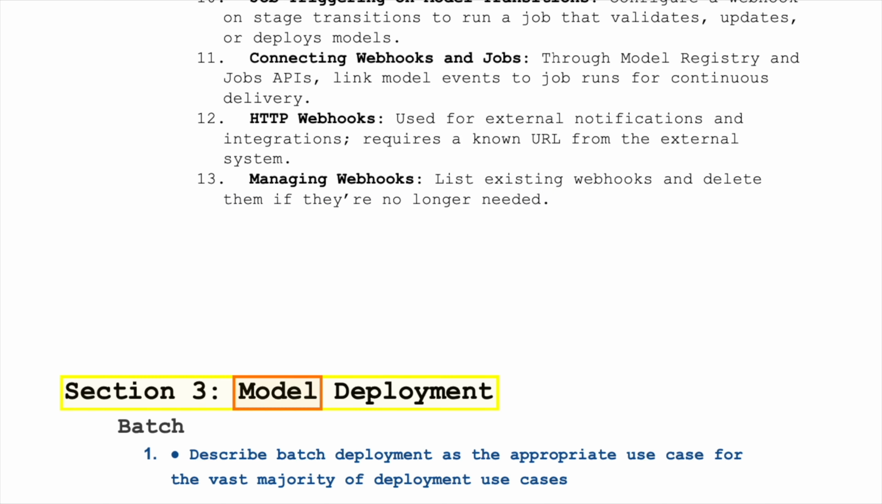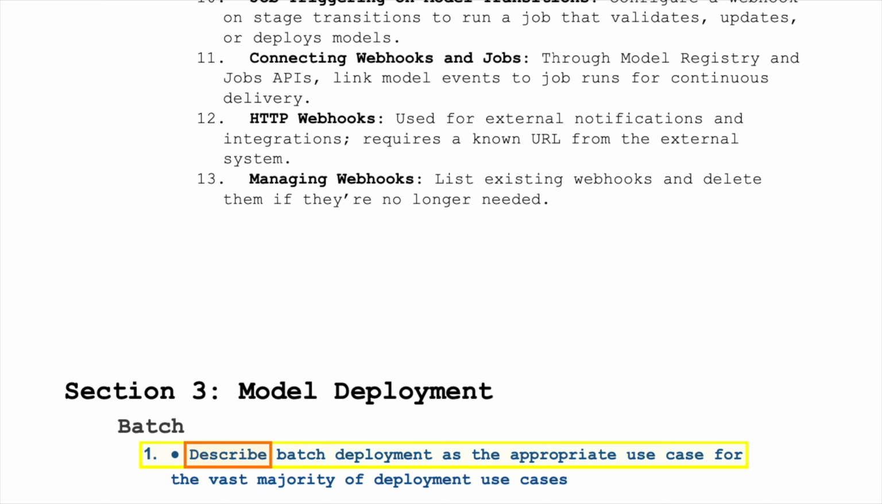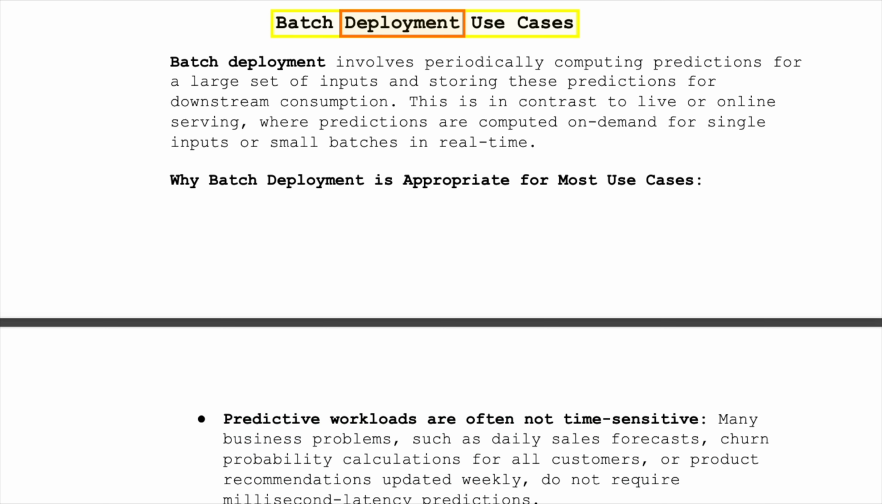Section 3. Model Deployment. Batch. 1. Describe batch deployment as the appropriate use case for the vast majority of deployment use cases. Batch deployment involves periodically computing predictions for a large set of inputs and storing these predictions for downstream consumption. This is in contrast to live or online serving, where predictions are computed on demand for single inputs or small batches in real time. Why batch deployment is appropriate for most use cases.